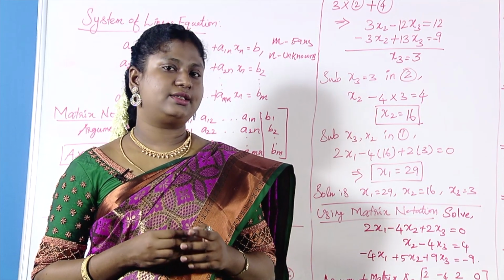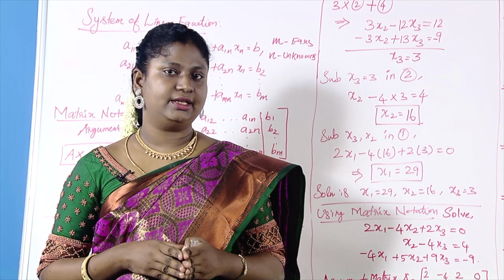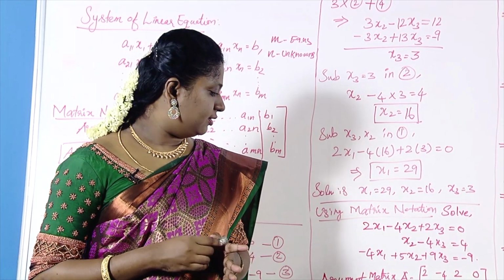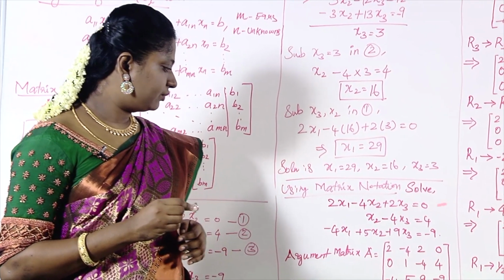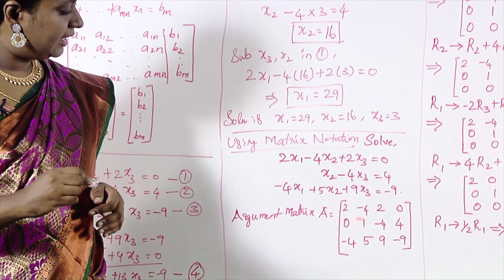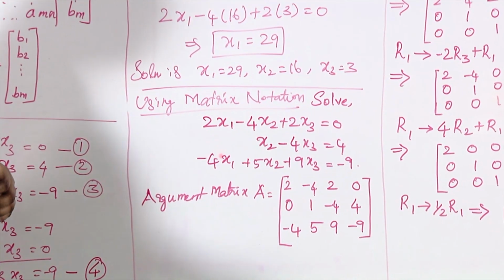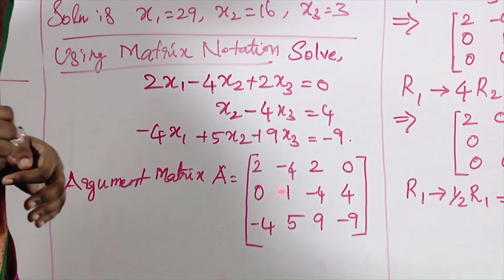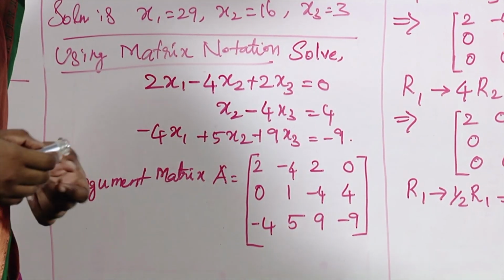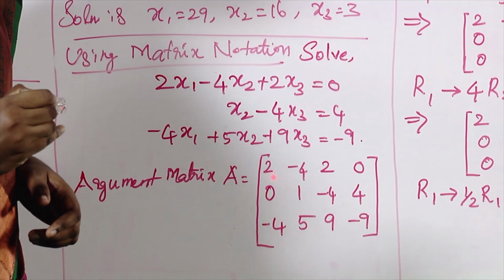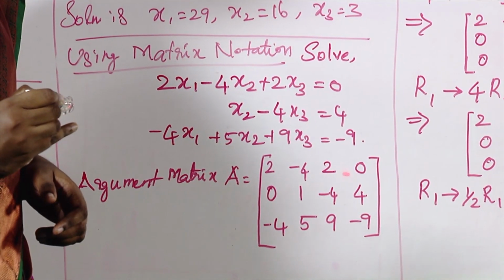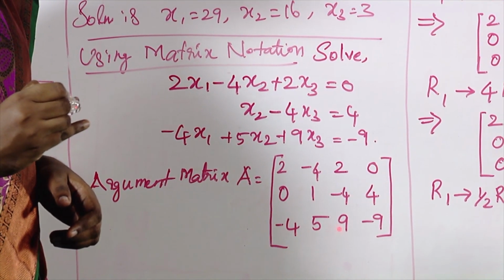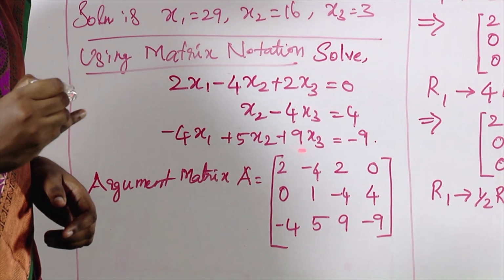And then we are going to solve the same system of linear equations using the matrix method, that is, we are going to make use of the augmented matrix that we have talked about. So now, coming back to here, first with the help of these equations we are going to form an augmented matrix, and we are naming this as A, but if you want you can call it M also. So now the augmented matrix is [2, -4, 2, 0; 0, 1, -4, 4; -4, 5, 9, -9]. How did I form this matrix?